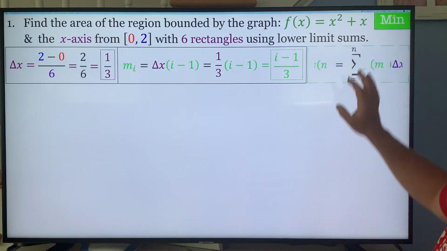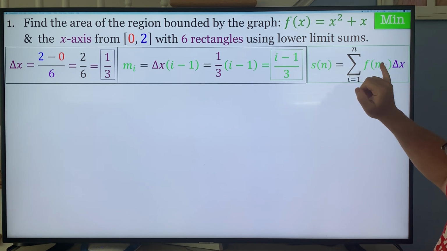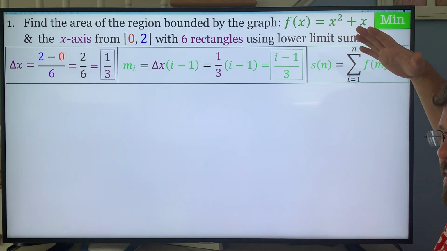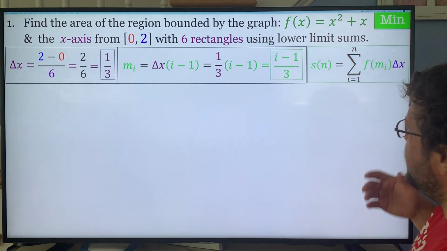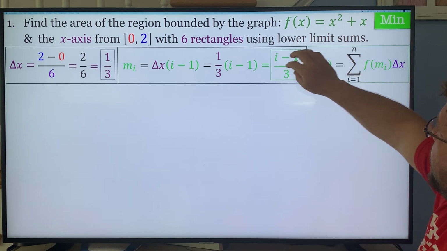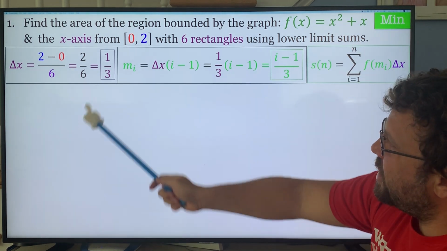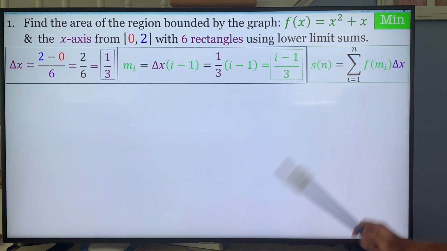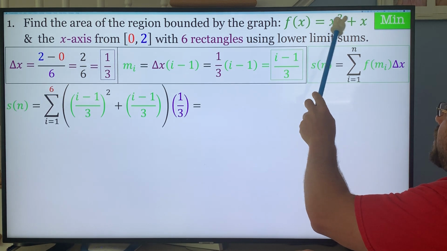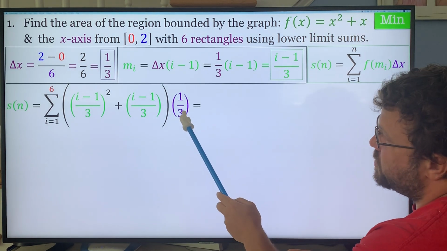Now what we're going to do is use the formula s of n, little s, because the minimum's little, the maximum's big, right? Maximum's uppercase. I'm saying uppercase, but saying lowercase. All right, so f of m i means you take this and put it in for each x. Then you take your delta x, which is 1/3, and multiply the whole problem by 1/3. So (i minus 1) squared plus (i minus 1), in both cases over 3, times 1/3.